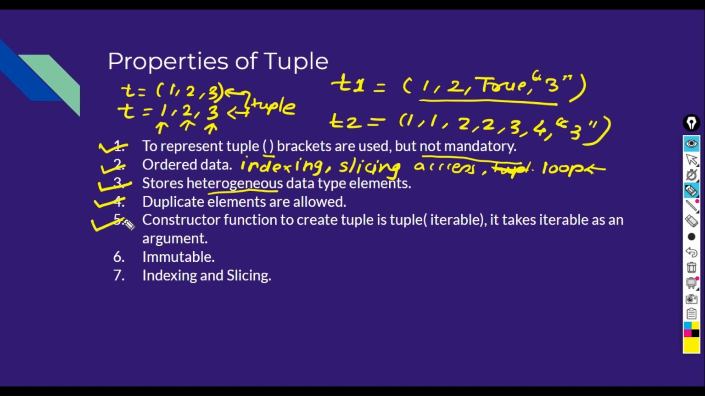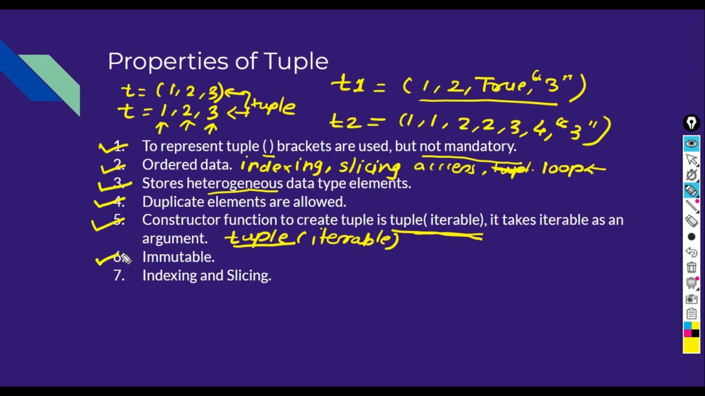Then the construction function to create a tuple is tuple. Construction function means you can use this function to create a tuple. So what is this function? tuple, and it takes one iterable as an argument. Iterable means collection of data, so it doesn't take a single value. If you give a single value it will give you an error, so it takes one iterable. So using that iterable you can create a tuple, right?